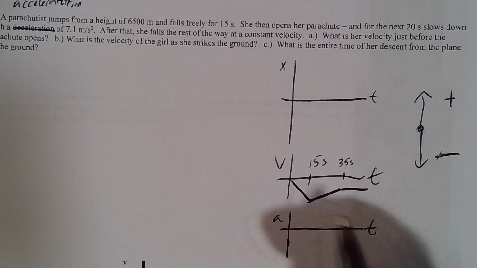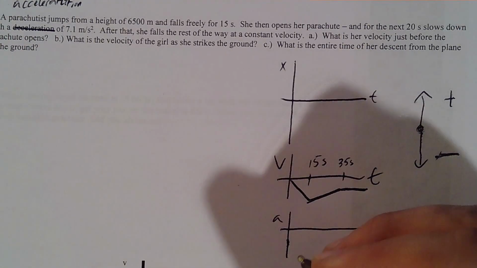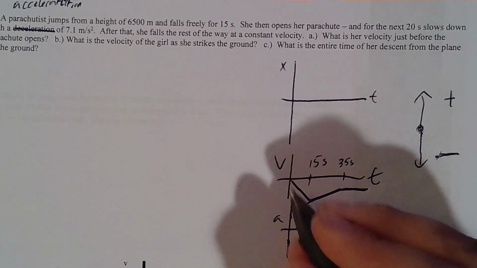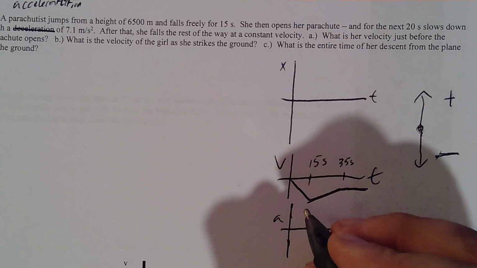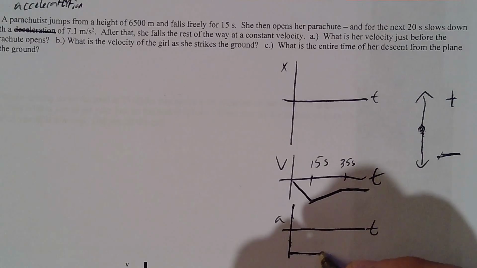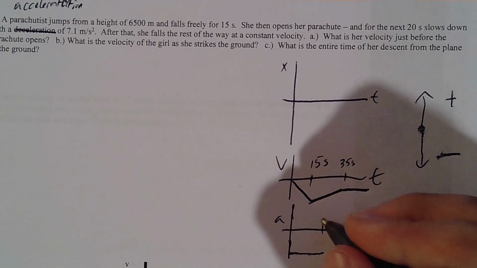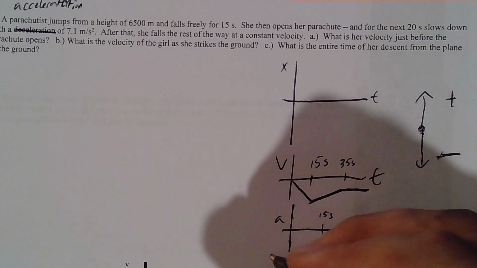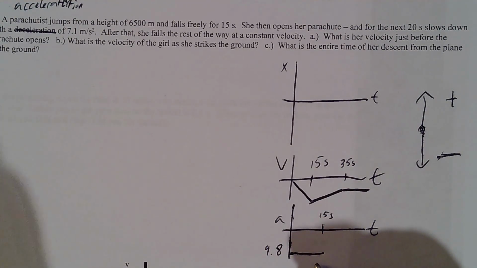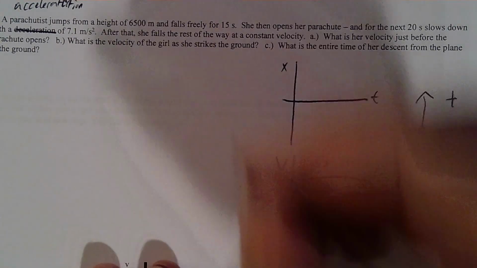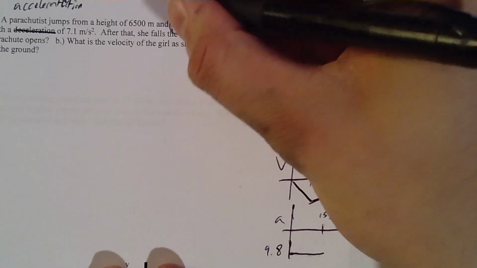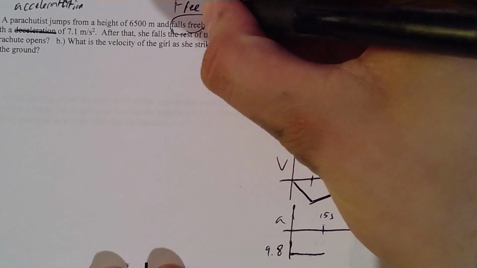If we look down at our acceleration versus time graph, this is going to give us some nice little hints that we can do. This first part, our VT graph, has a negative slope. This is going to go to our acceleration. We're going to have, for the first 15 seconds, a negative 9.8 meters per second squared acceleration. Note how I'm getting this, because we are falling freely. This is our assumption of free fall.